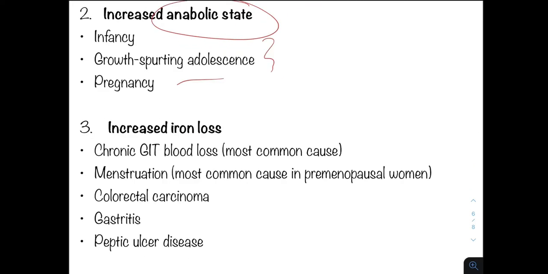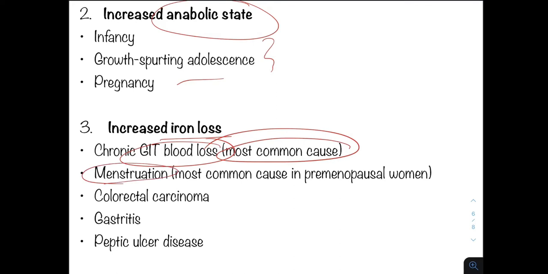Causes of increased iron loss include chronic gastrointestinal blood loss, which is the most common cause, menstruation, which is the most common cause of iron deficiency anemia in premenopausal women, as well as colorectal cancer, gastritis, and peptic ulcer disease.